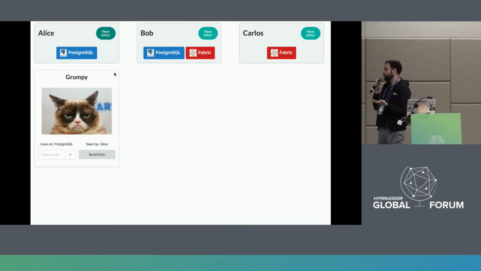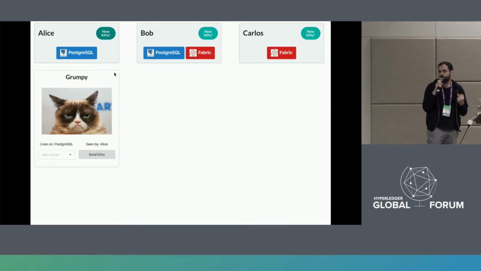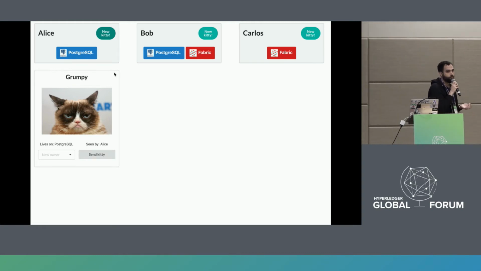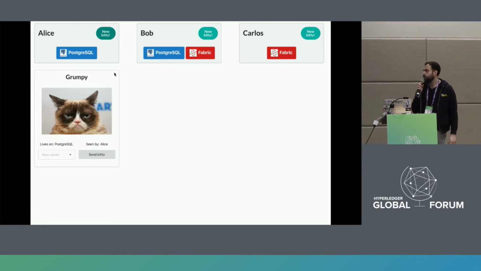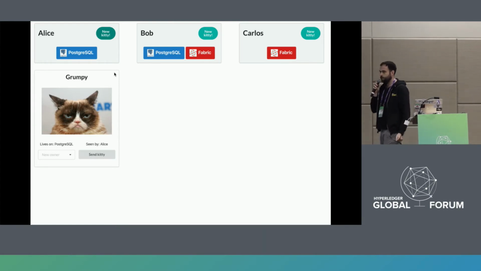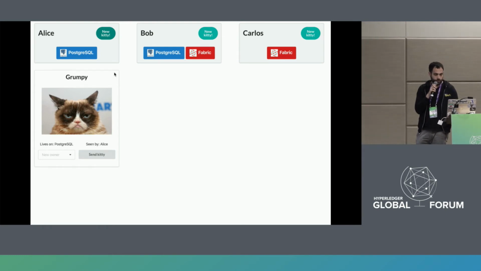So we have 3 participants here, Alice, Bob, and Carlos. Alice is only on SQL. Bob has the special ability that he has identities on both SQL and Fabric. And Carlos is on Fabric. So by having a party here who's connected to both, we can actually move our kitties. So we'll see that right now.